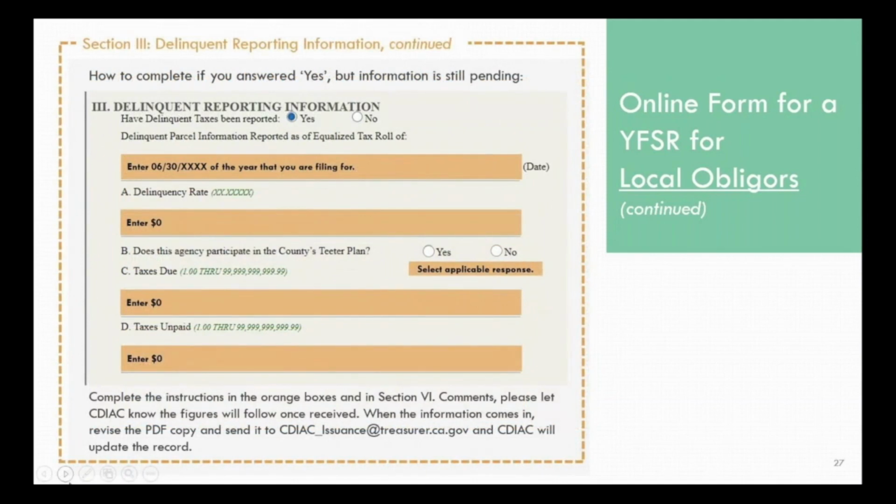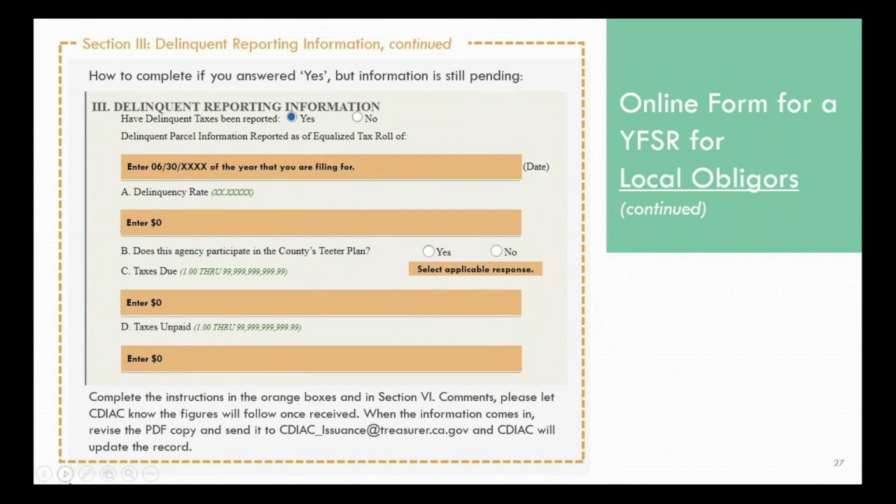If the response to "Have delinquent taxes been reported?" is yes, but information is still pending, then enter June 30th and the fiscal year for which you are filing. Because the delinquency information is unknown at this point, enter 0 in Section 3A. Next, indicate whether the agency participates in the county's Teeter plan in Section 3B, and enter 0 for taxes due in 3C and taxes unpaid in 3D.